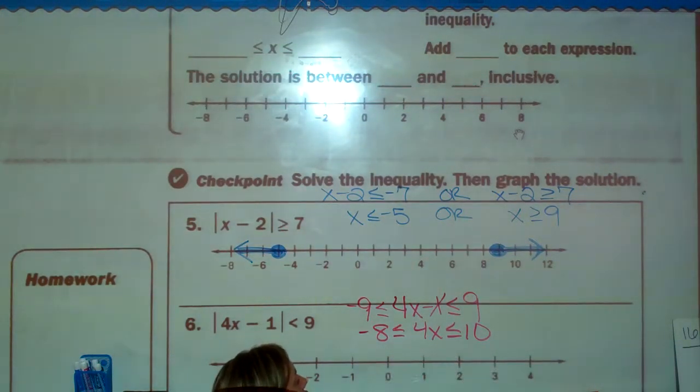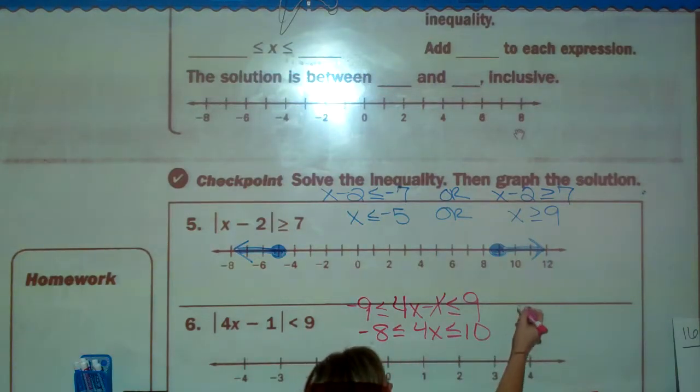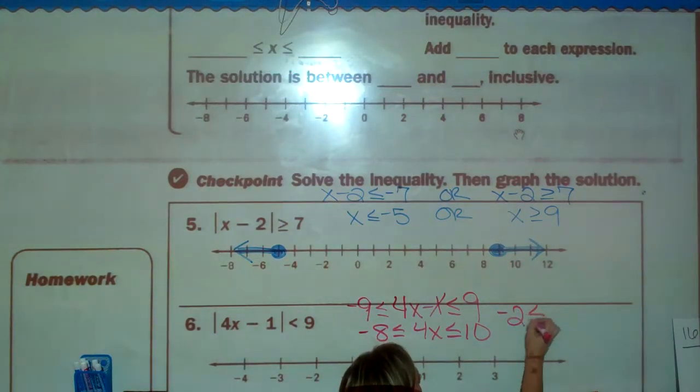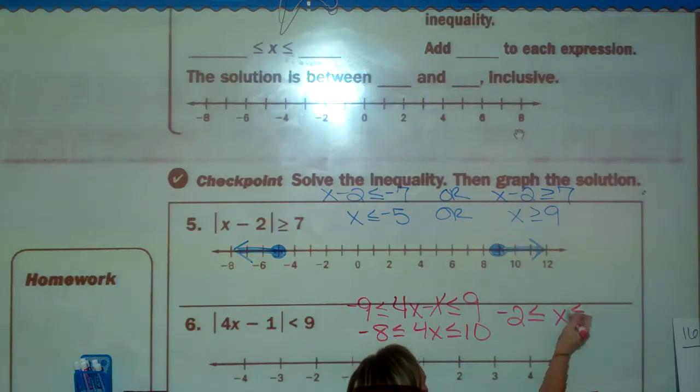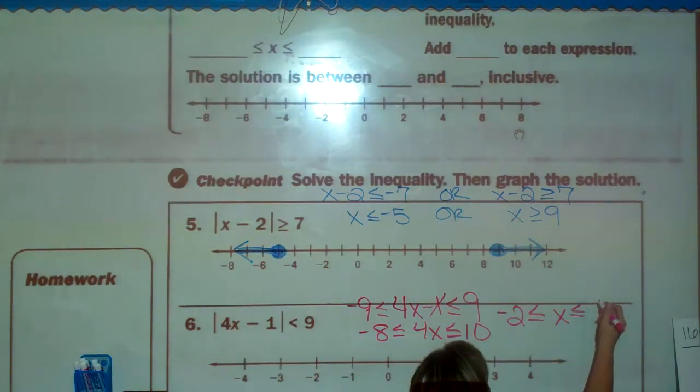Then you divide everything by 4. You do get a decimal, but that's okay. And that's -2 is less than or equal to x, which is less than or equal to 2.5, I believe.